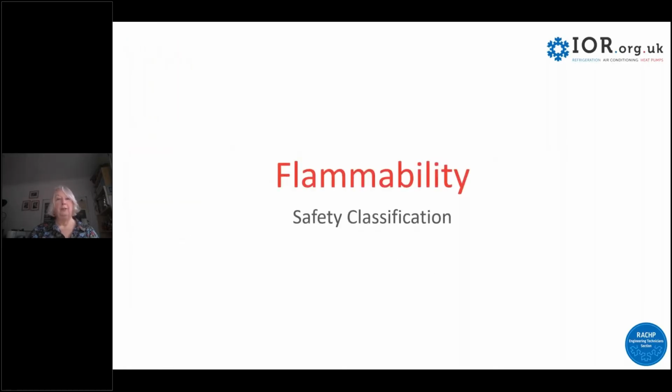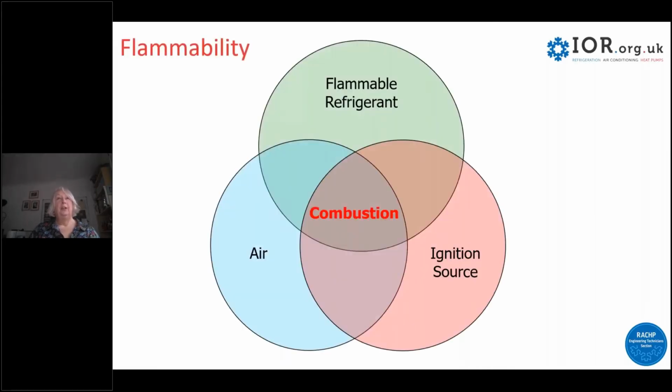So I'm going to start by looking at flammability, and that leads on to safety classification to explain the difference between A3s and A2Ls. So in order to get combustion, you need three things shown by the fuel triangle. So you need something flammable, like the flammable refrigerant. That has to be mixed with oxygen, which is obviously in the air. And if you get the right mix of air and refrigerant, then you need a source of ignition to actually get combustion.